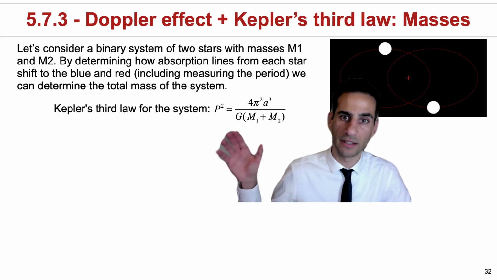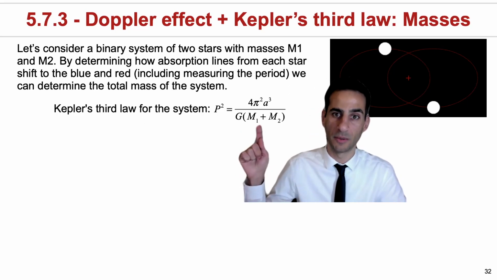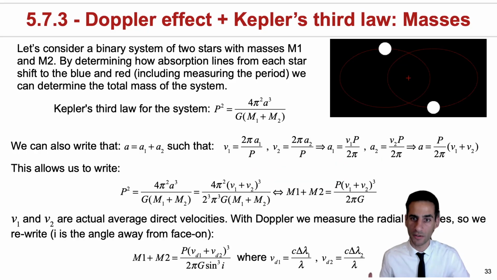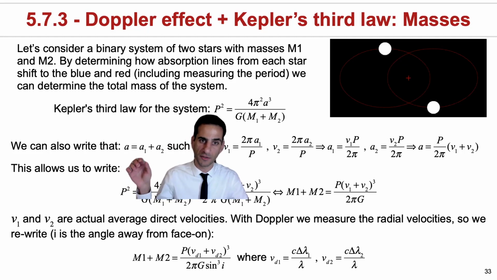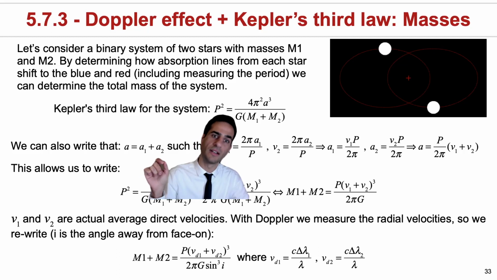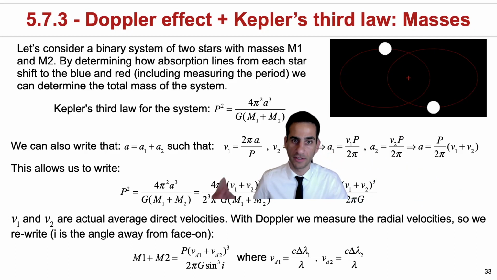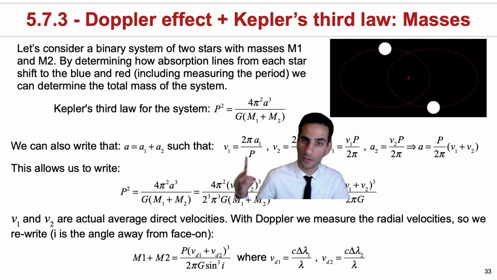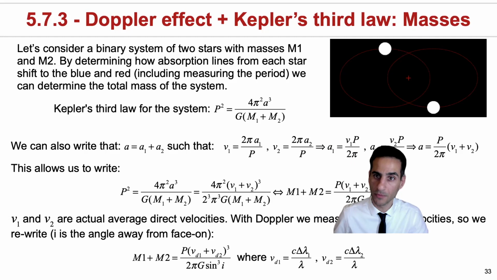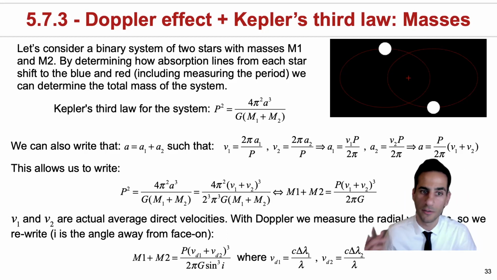Well, first of all, you could write down Kepler's third law for a system that's not just dominated by a single mass, so you have to include m1 and m2. We can also write that the average separation will essentially be given by the sum of the distance from mass 1 to the center of mass and mass 2 to the center of mass. Now, if we do that, we can also write that the average velocity for mass 1 will be given as 2 pi, the average separation of 1 over the period, and the same thing for 2. And this allows us to write this equation, that the average separation will depend on the periods and also the sum of both velocities.